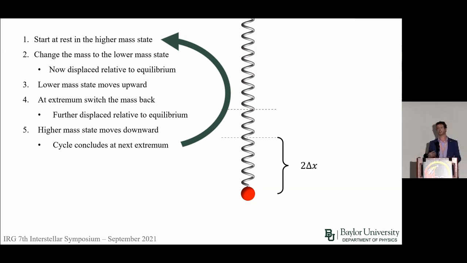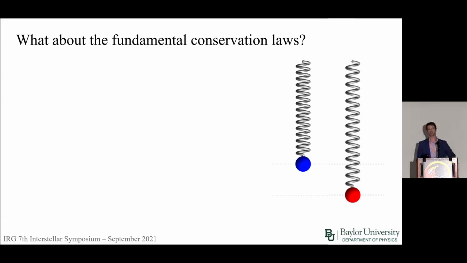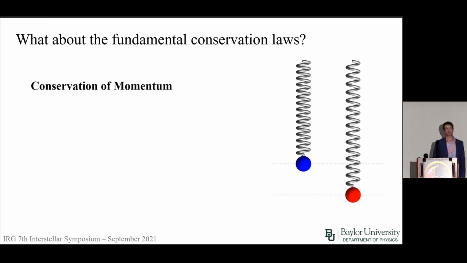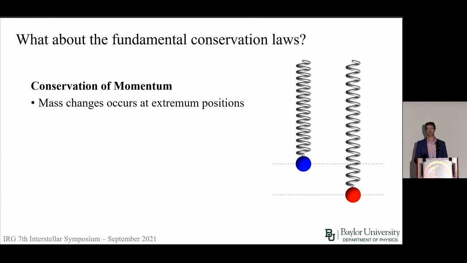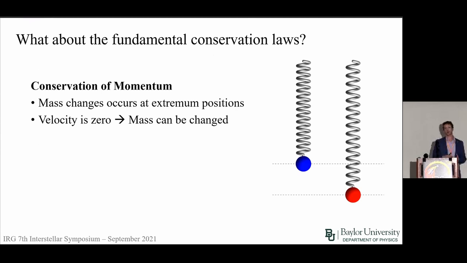Before I go into the more complicated 2 CMO, one spring system, I want to address fundamental conservation laws. In terms of the conservation of momentum, this one's pretty straightforward. Because the masses are changed at the extremum positions and because the velocities are zero in the lab frame, the mass can be changed at will. Any stationary object, regardless of its mass, has identically zero momentum. So changing the mass of a stationary object doesn't change the momentum of the system.